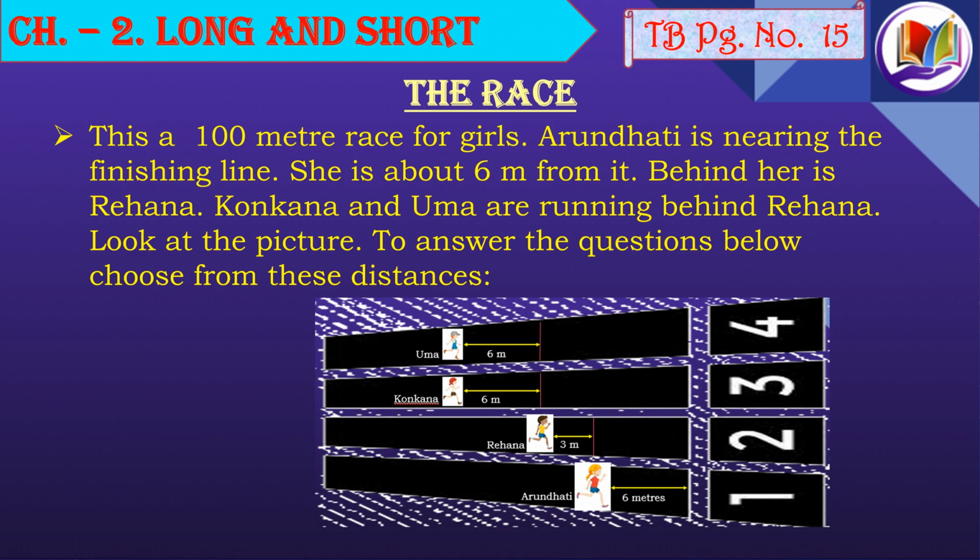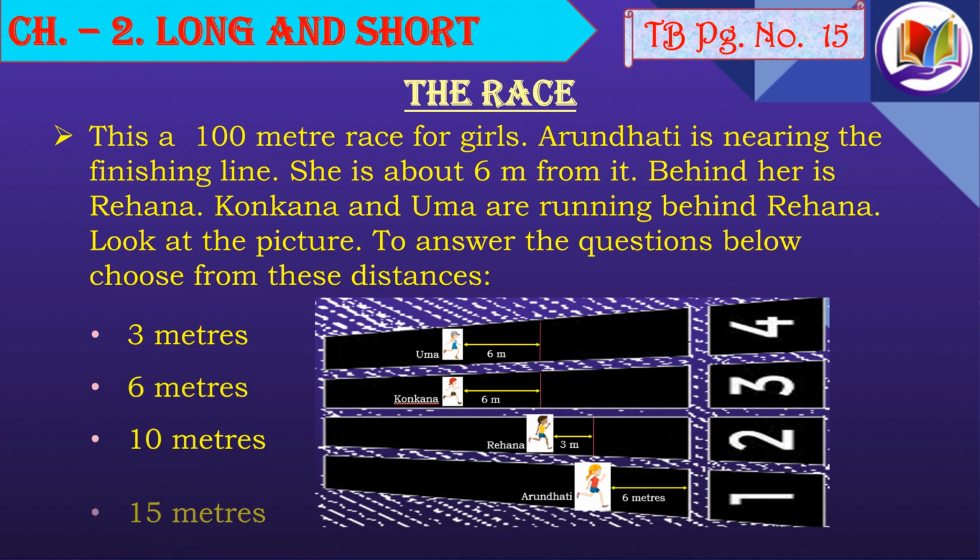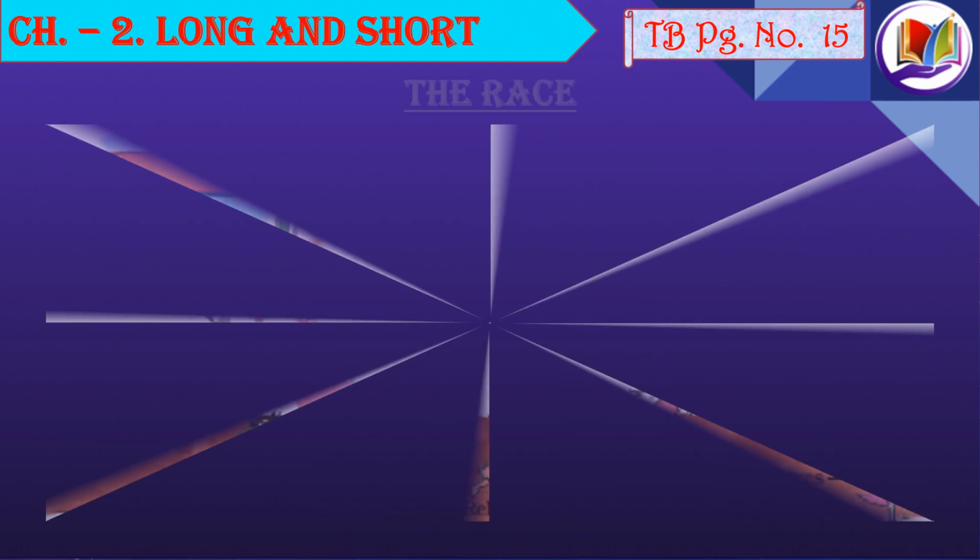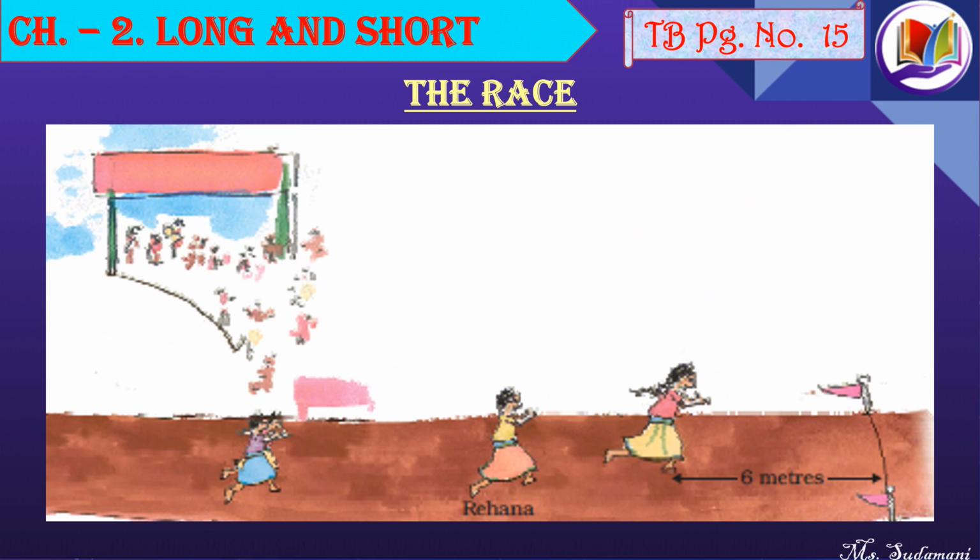The next behind her is Rihanna. Konkana and Uma are running behind Rihanna. Look at the picture to answer the questions given and choose the different distances, whether it's 3 meter, 6 meter, 10 meter or 15. So let's go ahead and see how the race is being run. Well, this is just a rough example of how the race is being run. Now let's have an actual look at the picture and try to understand how these races are run and answer the questions based on this.